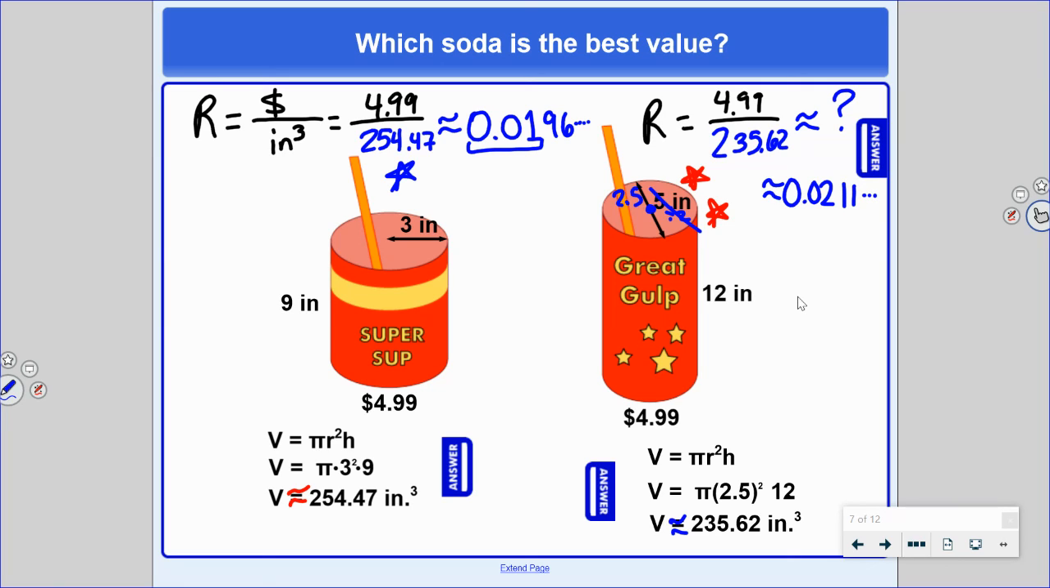And yes, there are parts, but look, immediately you can tell if it's the same pop, we would rather pay less money per ounce. Or the other way to think about it, you pay the same amount, you get more volume of pop. So the left side is the better deal.